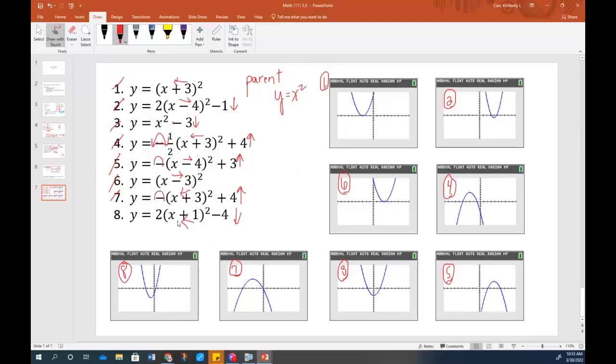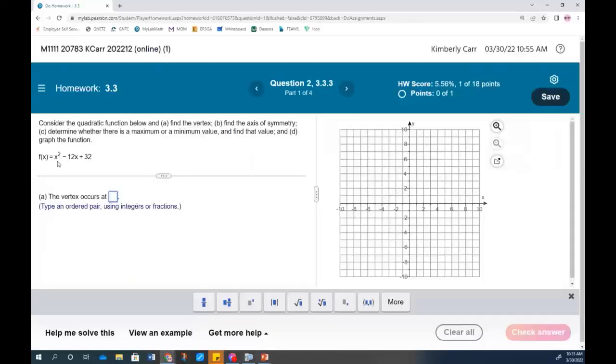So you can use that vertex form to really help you identify the graph, and that's why you want to be able to rewrite something in vertex form. So now let me see if I can bring up some homework. The vertex occurs at, so I need to do the opposite of B, so that'd be positive 12 over 2A. So that'd be 2 times 1. So positive 12 over 2 then is 6. So my very first value is a 6.